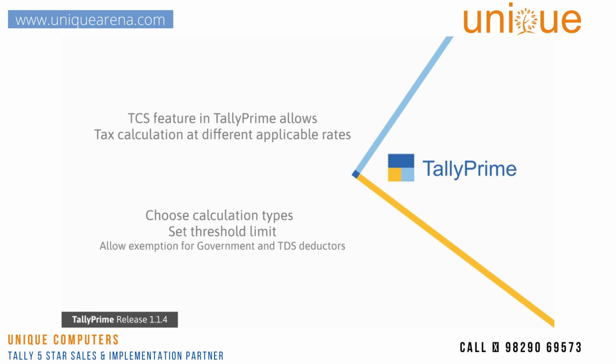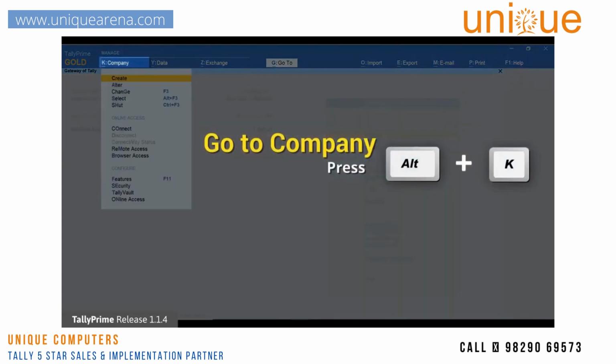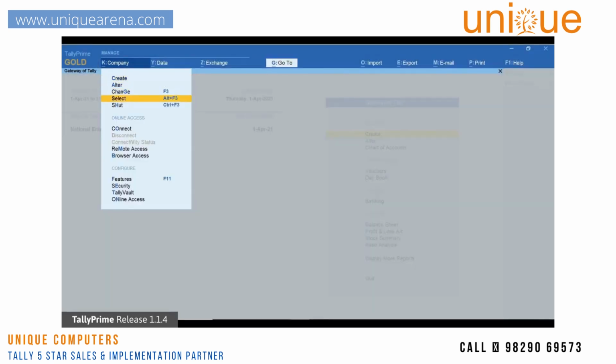Its implementation is simple, covers all nature of goods of TCS, enables tax calculation at different applicable rates, and also enables you to choose tax calculation on accrual or realization methods. To start implementing TCS, you have to enable the feature. Press Alt-K and select Features from the Company menu.